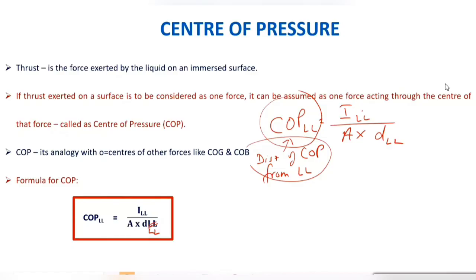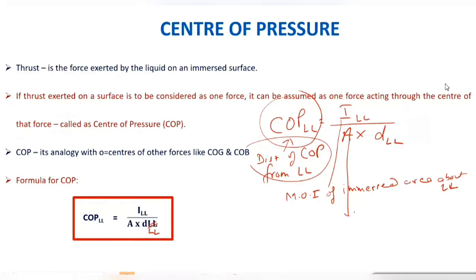What is the formula? I_LL. Now understand what is I_LL. This is the moment of inertia. When I said moment of inertia, of what? Of immersed area. Then another thing I said was about which axis? About LL, liquid level. So I_LL is the moment of inertia of the immersed area about liquid level. So now you know which area. You'll have to identify the immersed area, identify the liquid level, and then find the moment of inertia of the immersed area about that axis.